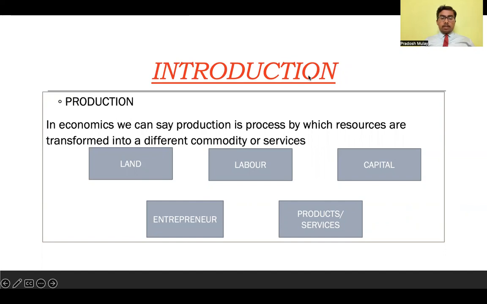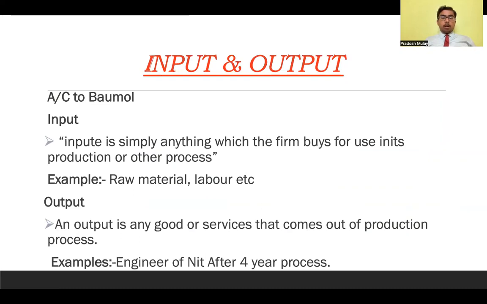The inputs are land, labor, capital, entrepreneur, and the product or service. Input is simply anything which the firm buys for use in its production process, such as raw material, labor, etc. Output is any good or service that comes out of the production process. Example: an engineer of NIT in a 4-year process.